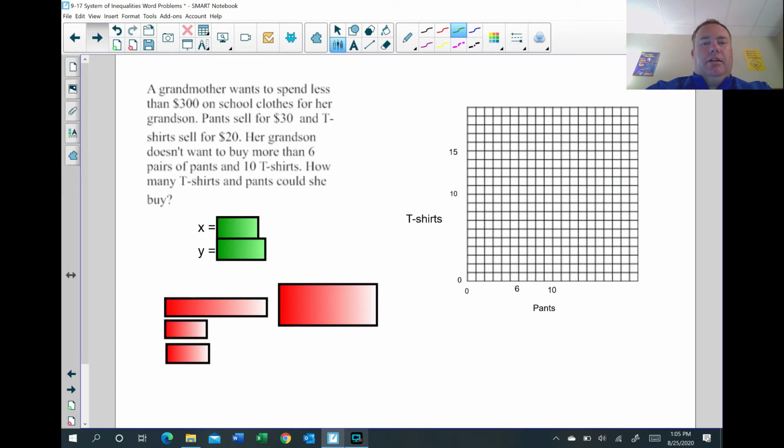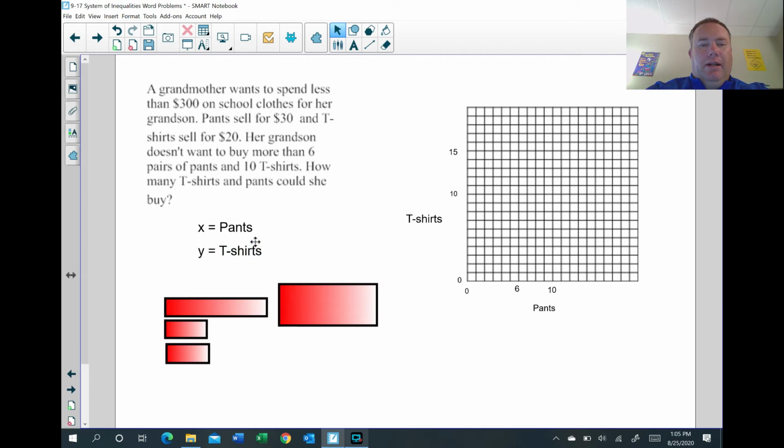All right, next one. Grandmother wants to spend less than $300 on school clothes for her grandson. Pants sell for $30 and t-shirts sell for $20. Her grandson doesn't want to buy more than 6 pairs of pants and 10 t-shirts. How many t-shirts and pants could she buy? Well, starting off with, identify your variables. As you can see, I kind of already did a little bit for you. I chose pants to be my independent, my X coordinate, and t-shirts to be my Y.